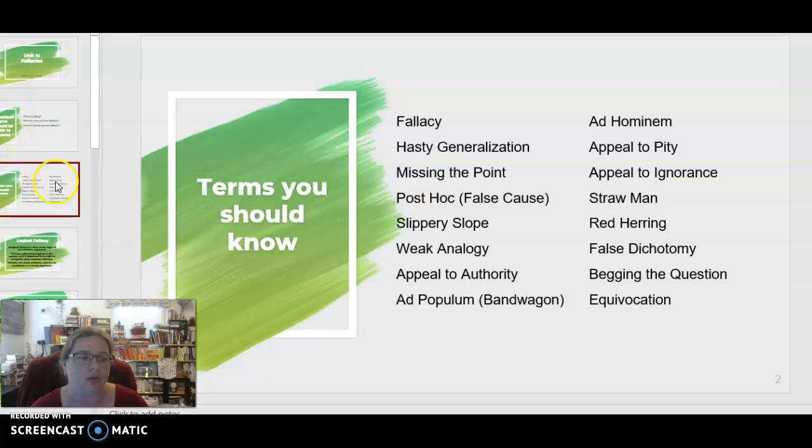So we're going to cover a variety of common fallacies. Some of these you may have heard of before. We're going to talk a little bit about each one and give you an example so that you can hopefully identify these when you see them come up in an argument in the future.